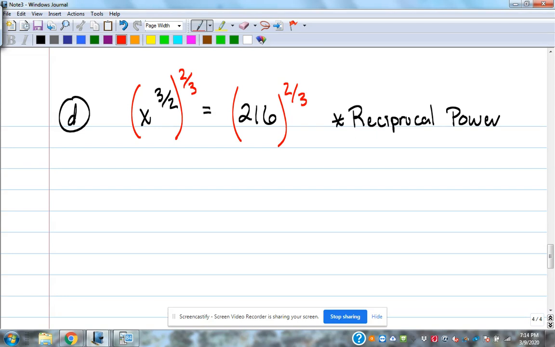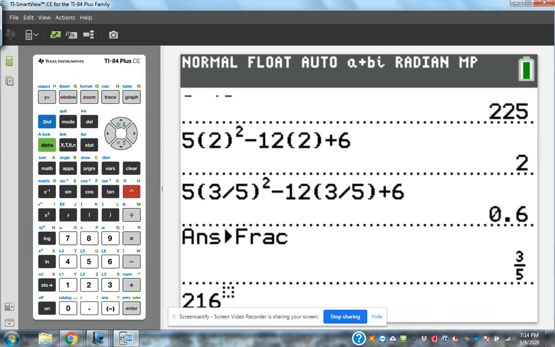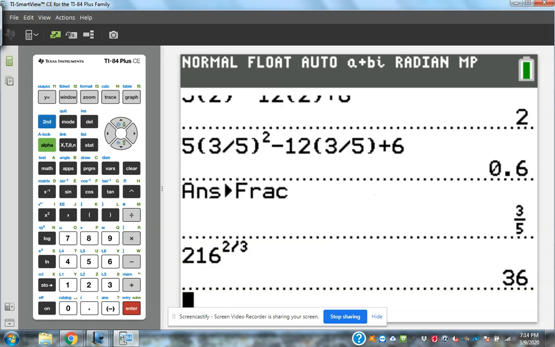So we're going to multiply those exponents on each side by the reciprocal that's on the x. What happens when you multiply 3 over 2 times 2 over 3? It turns into 1, x to the first power. So it gets us plain old x on the left side. So all I've got to do is simplify 216 to the 2/3 power. 216 raised to the 2/3 is 36.